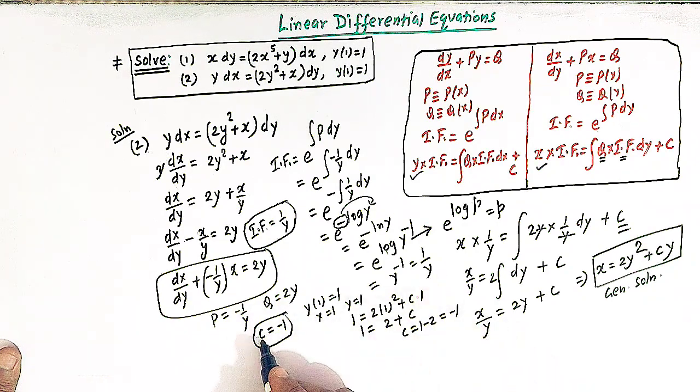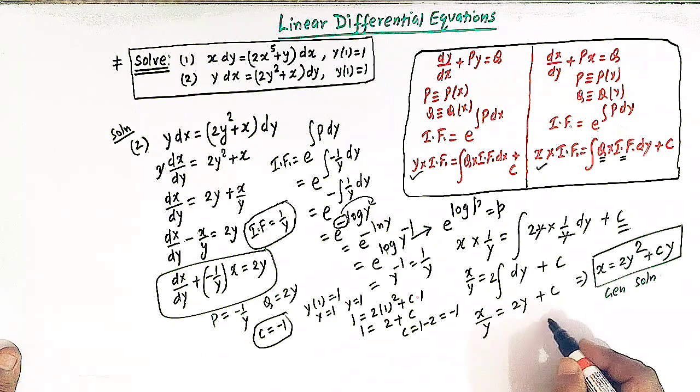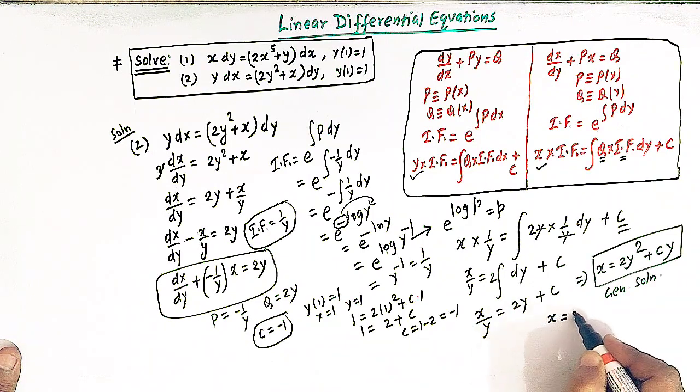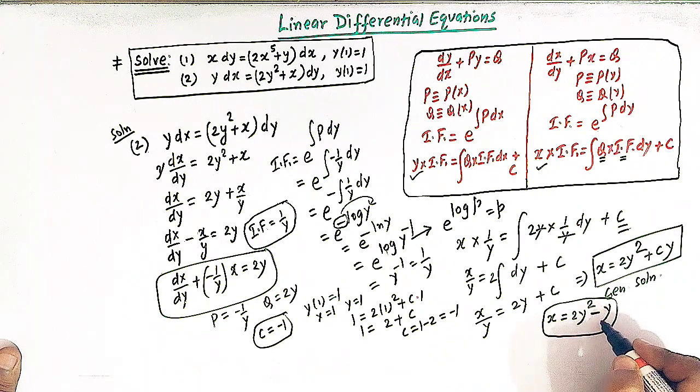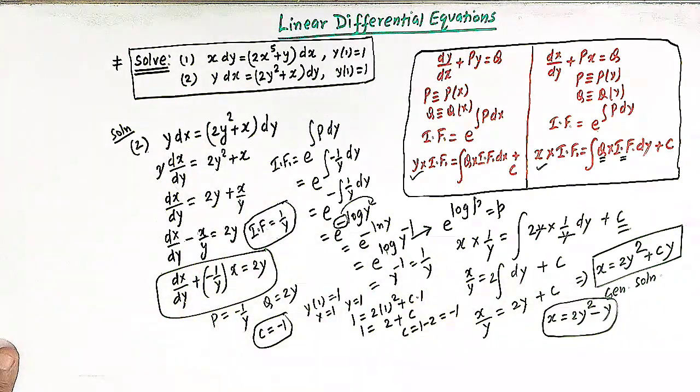So now taking c is equal to minus 1 over here, the particular solution is given by x is equal to 2y square minus y, right? So this is the particular solution of this differential equation. So viewers, this is how we can solve these two types of linear differential equation of first order and first degree.